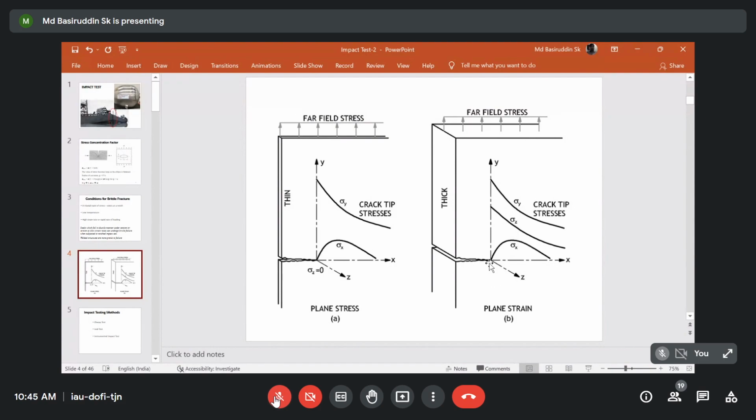Like if you do this kind of loading at very high temperature, then obviously the sigma y component will be high enough to reach above the yield strength values, and the plastic deformations will happen. When your applied load increases or reaches above the yield strength value, then obviously plastic deformations will happen. And due to this plastic deformation, crack tip blunting will happen, and the movement of dislocations will happen. All these sort of things will happen.